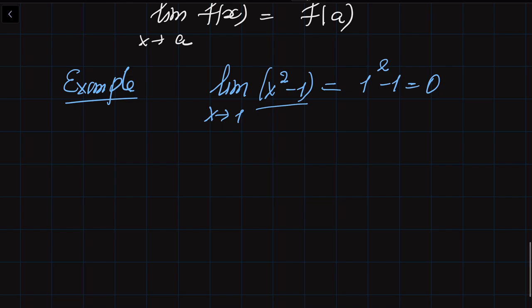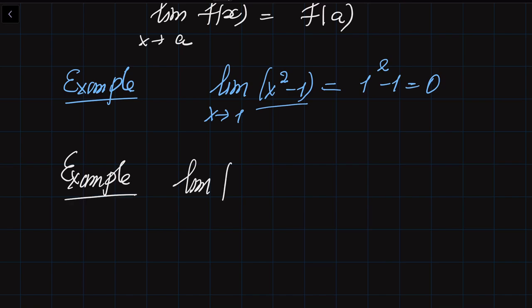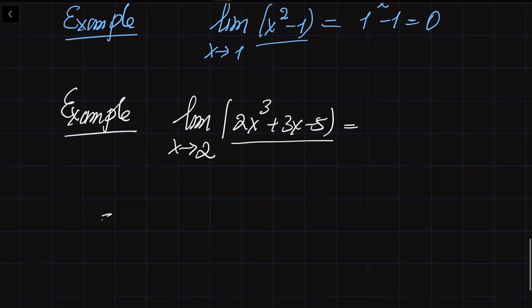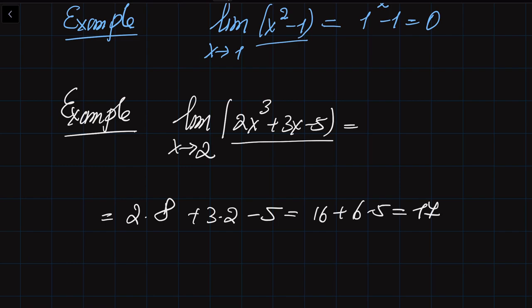Or we can try this for another type of polynomial. Example: let's find the limit of 2x cubed plus 3x minus 5 when x approaches 2. Since this is a polynomial, I can again directly substitute x with 2. In general, it is not allowed to do this, but for polynomials, it appears we can. It is going to be 2 times 8 plus 3 times 2 minus 5, which is 16 plus 6 minus 5, equal to 17.